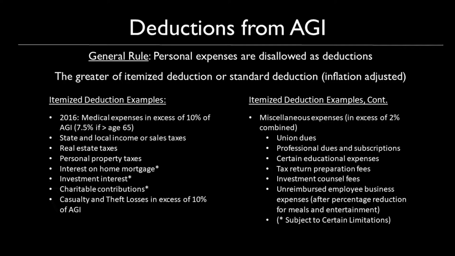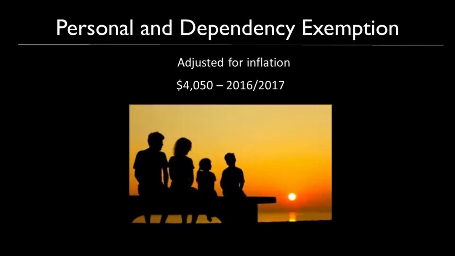If there was an asterisk on this chart, that just means that it is subject to certain additional limitations. We'll go over those in another episode. As a part of deductions from AGI, you also get to take your personal and dependency exemptions. These personal and dependency exemptions are adjusted for inflation and are a set amount. So for 2016 and 2017, it's $4,050.